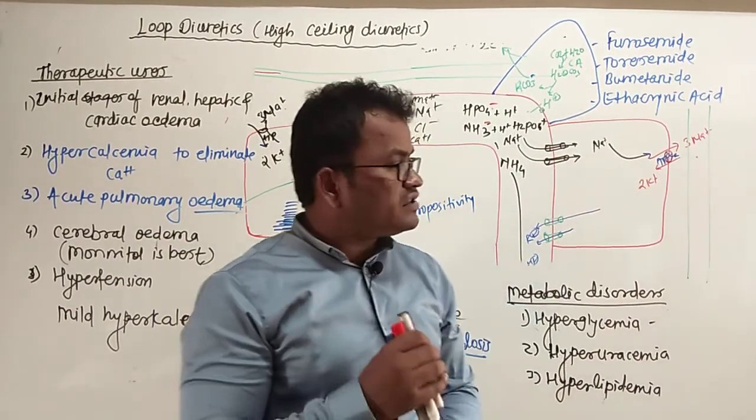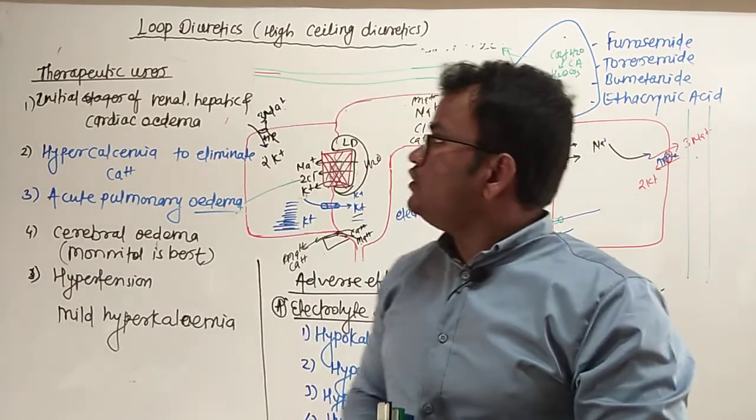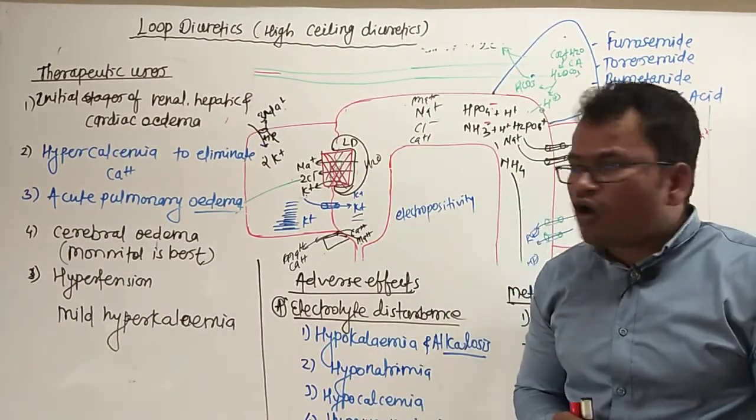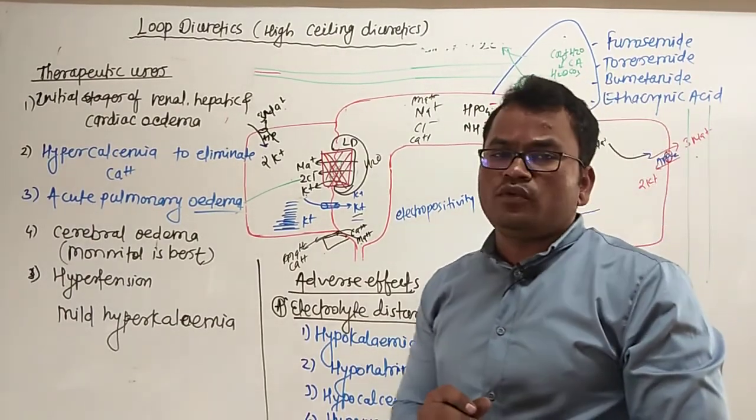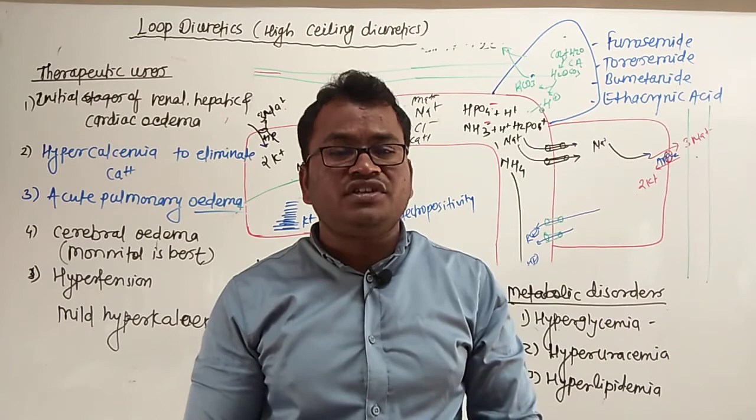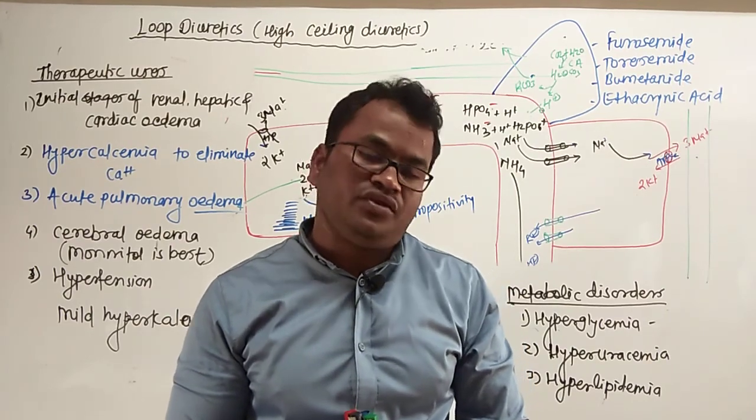Okay, so this is about the loop diuretics. I hope you got the maximum points. So this is the end of loop diuretics. In the next lecture we will see the thiazide diuretics.